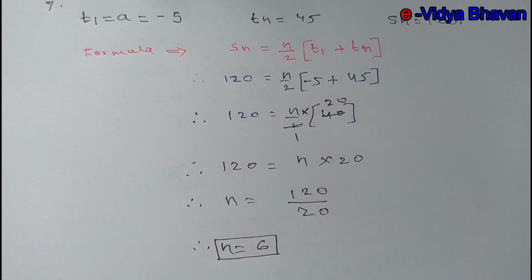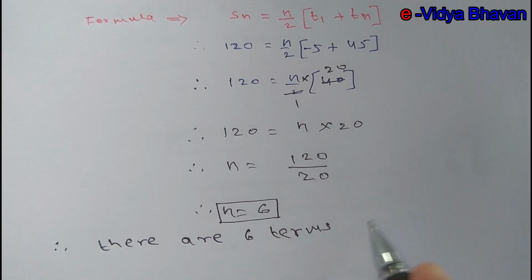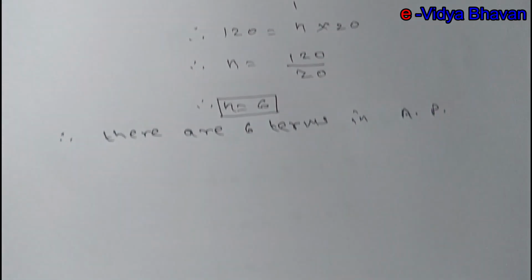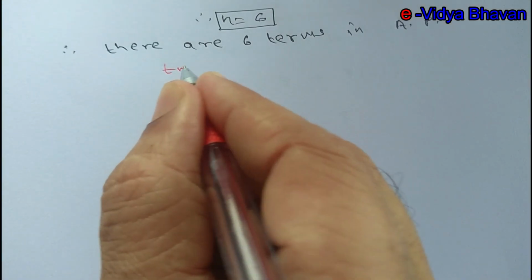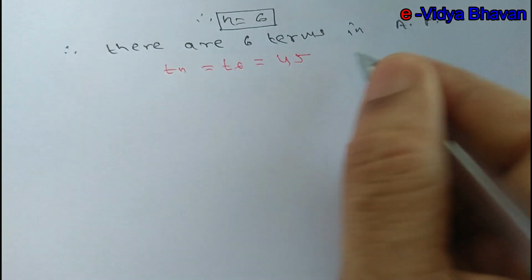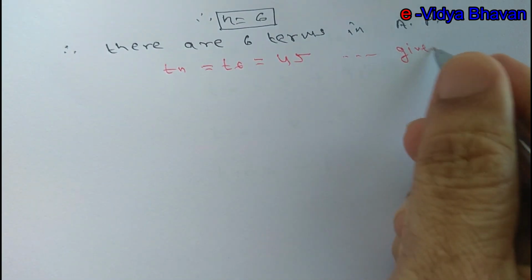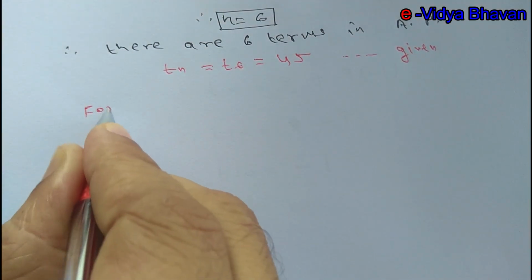Now, you got the value of n. We can write here, therefore, there are 6 terms in AP. So n we have got it 6. Now we can say Tn is nothing but what? T6, and we know the value 45. This is given to you. We have a formula for Tn. Write our formula again.